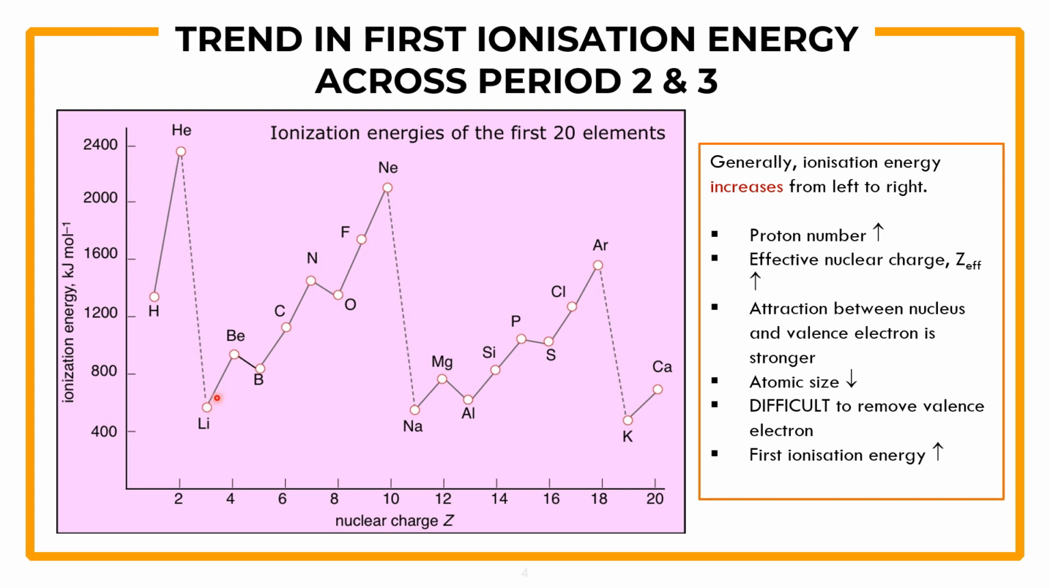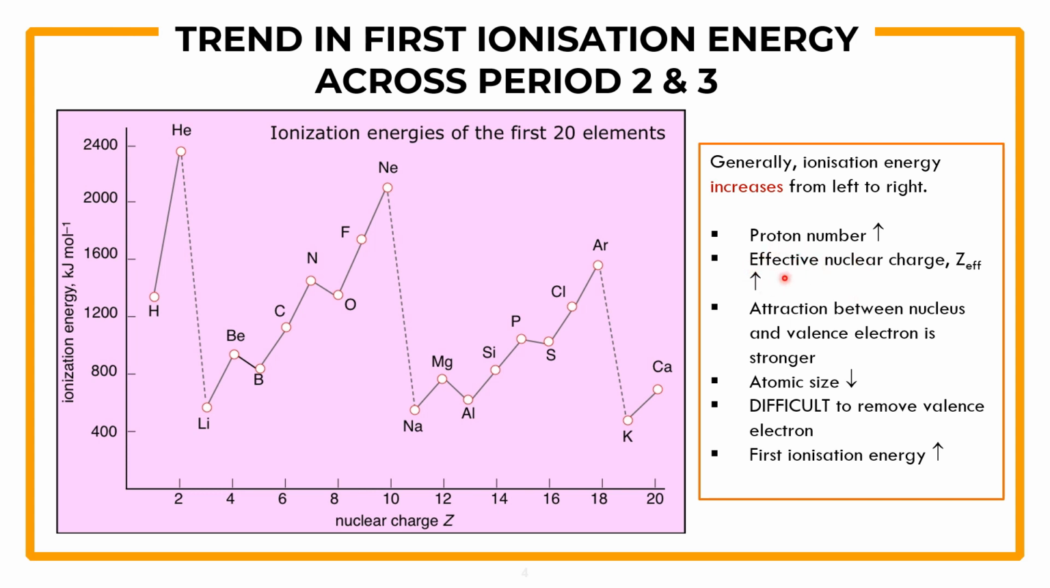So, daripada trend of this graph, you can see that when we go across the period, in general, the ionization energy will increase from left to right of the periodic table. So, left to right ini merujuk kepada case across the period. So, generally, we can say that from left to right of the periodic table, proton number will increase. So hence, effective nuclear charge ZeF will increase.